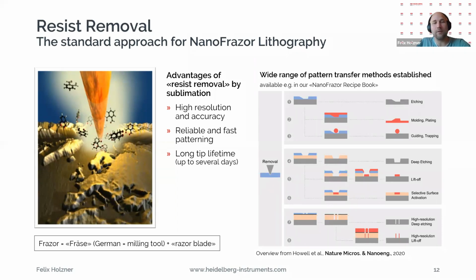That comes from the German name Fräse, which is a milling tool, and razor blade, meaning that it's very sharp. Also very important, if you use this approach, you do the lithography just in this thermally responsive resist, but then you have a whole slew of recipes available to convert it into all kinds of materials by different means. So you can do high quality material transfer by lift-off, etching, molding, plating, and so on. That's very important because in the end, you want to fabricate real nano devices. And we have a whole recipe book covering all these processes available for our customers.